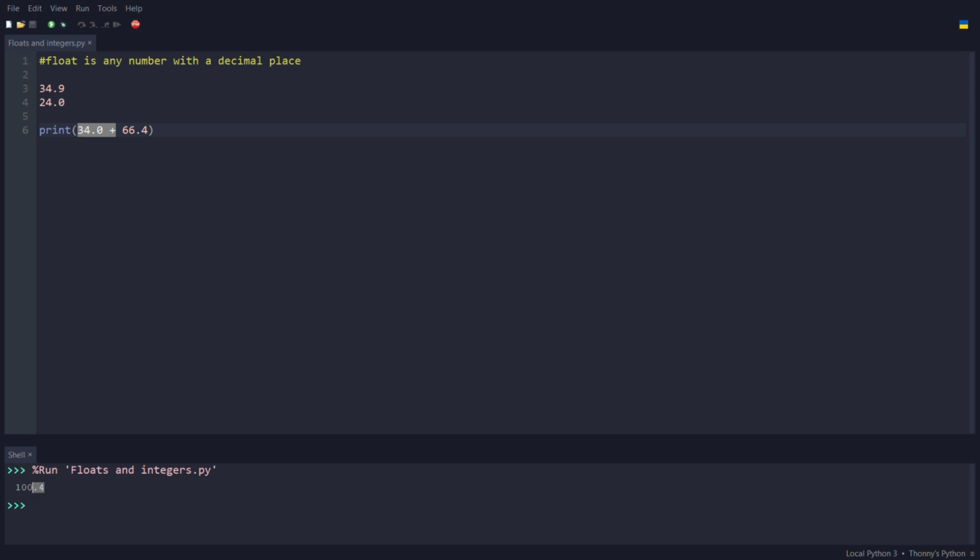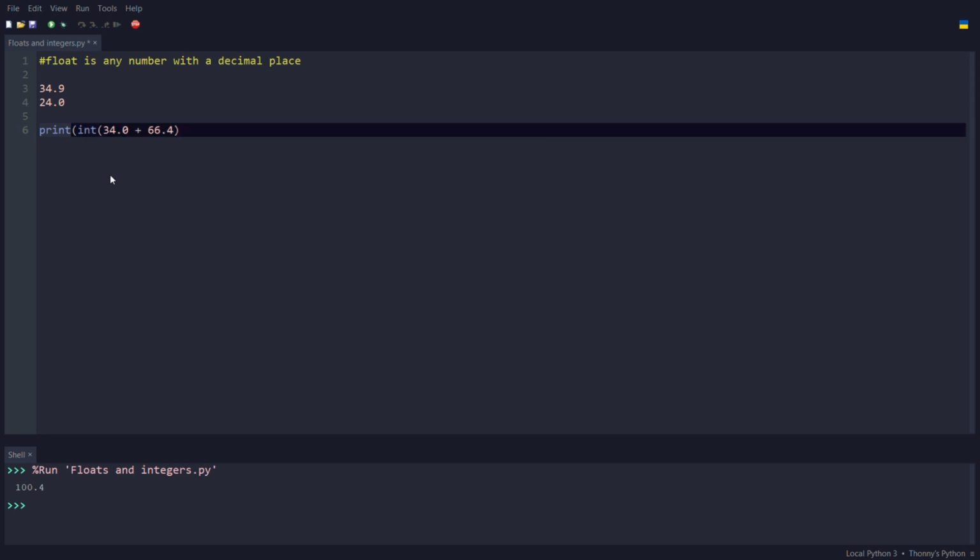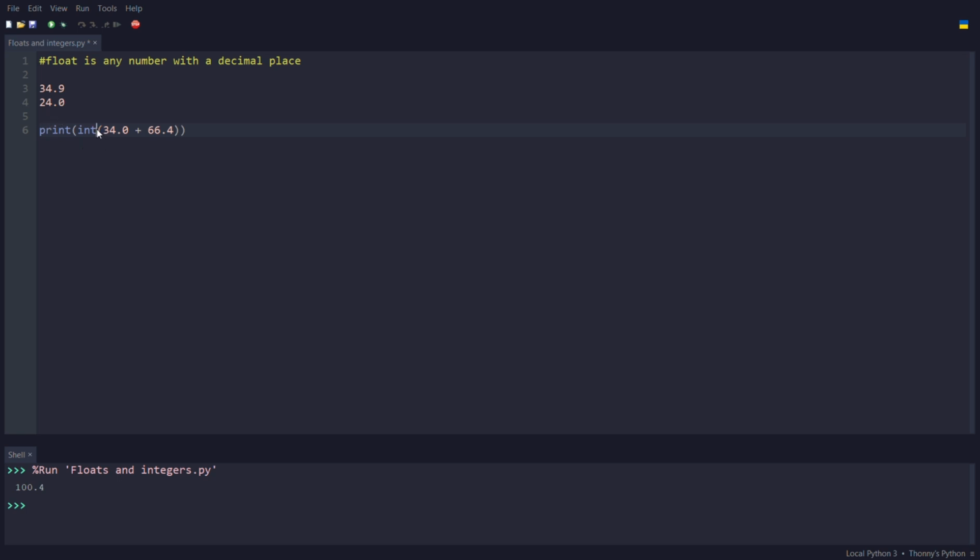In order to get rid of that, if you wanted to, you would need to turn it into an integer. And how you would do that is you would put these brackets and the word int around whichever sum you were doing, and now it's gotten rid of that 0.4 for us.